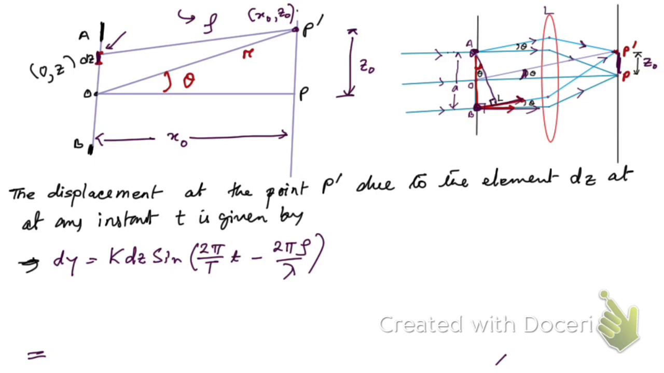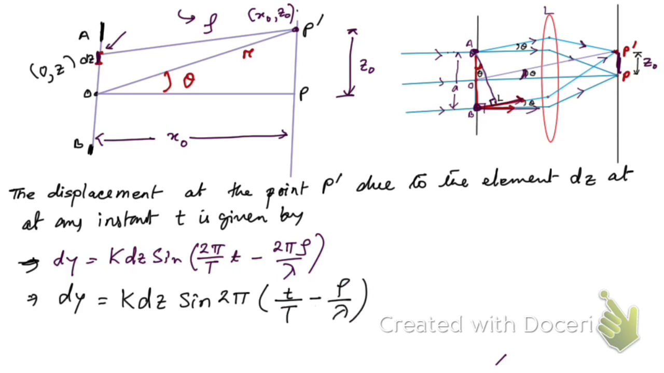this equation, right? So now you see we can take 2 pi common, so this equation will be of this form: k dz sine 2 pi, t by capital T minus rho by lambda. That's what we're going to have. Now you see, let me tell you one more thing. Let me clean this diagram. Okay, let me mention what I have considered here.